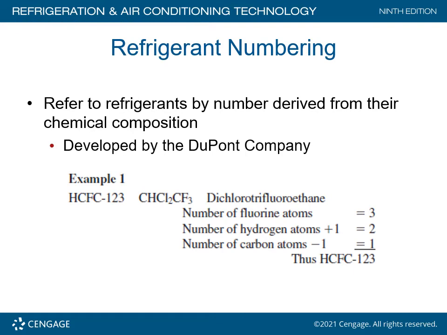Refrigerant numbering. Refer to the refrigerants by the number derived from their chemical composition. These were developed by the DuPont company. As an example, HCFC-123. This is the chemical composition here: dichlorotrifluoroethane. Number of fluorine atoms is 3. Number of hydrogen atoms plus 1 is 2. Number of carbon atoms minus 1. So you basically have the chemical composition right here. This is how they come up with these numbers for refrigerants.